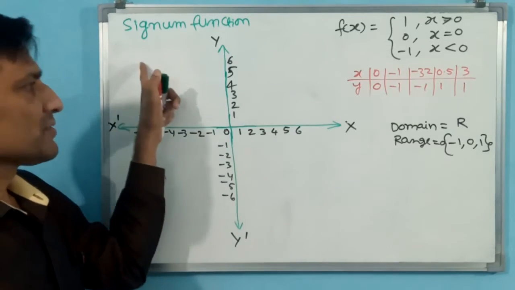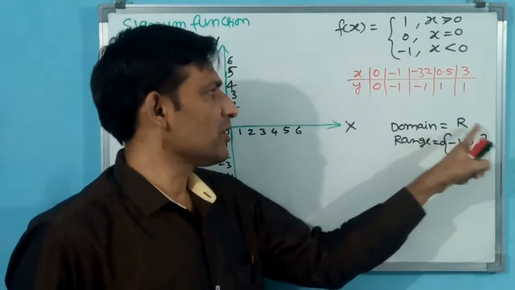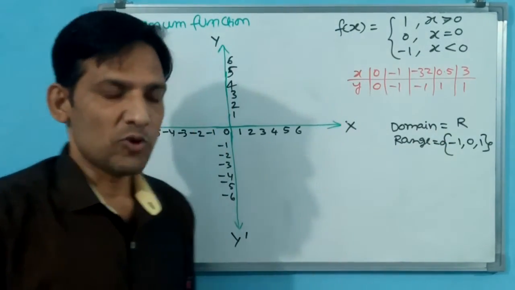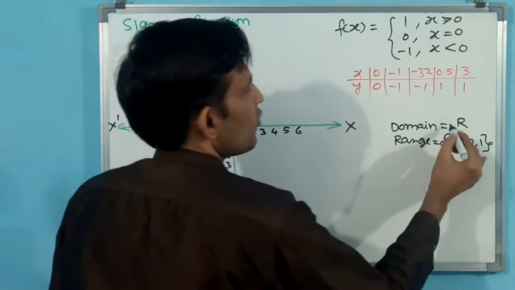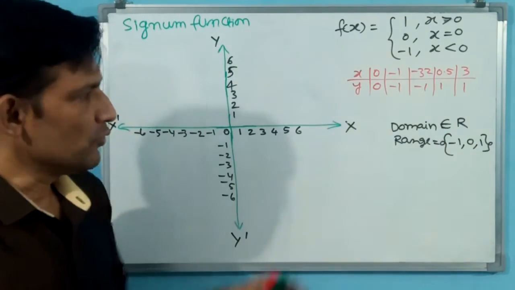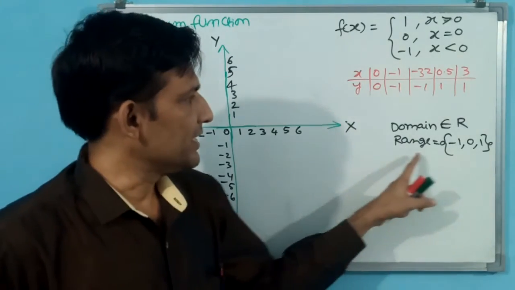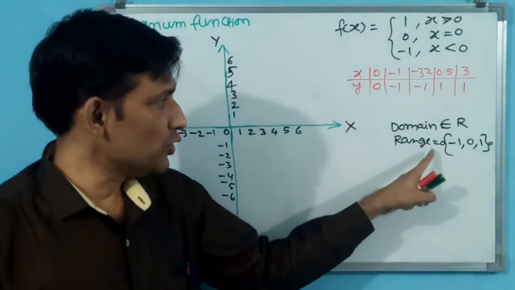That is why, for the signum function, the domain and range should be as follows. Domain belongs to R, you can also write. This is also correct. You can take any real number. Okay. And the range, you put range equal to.